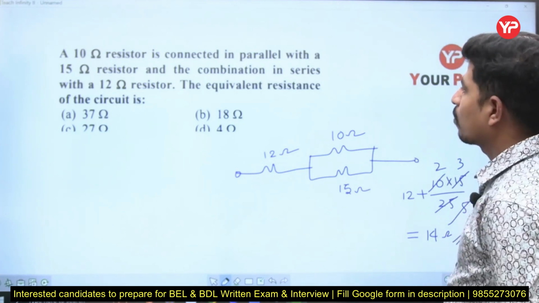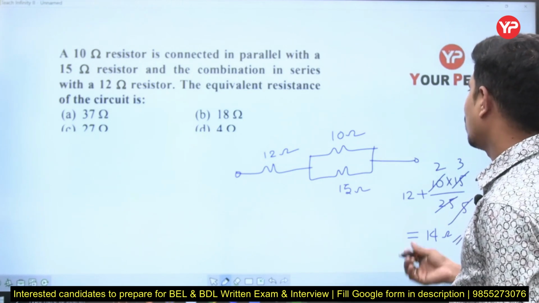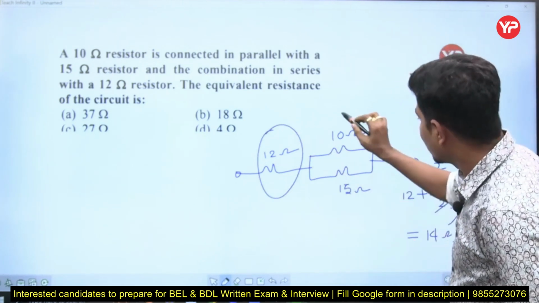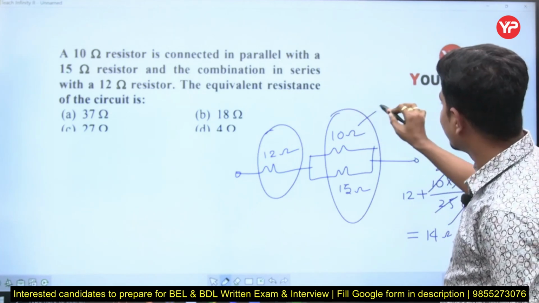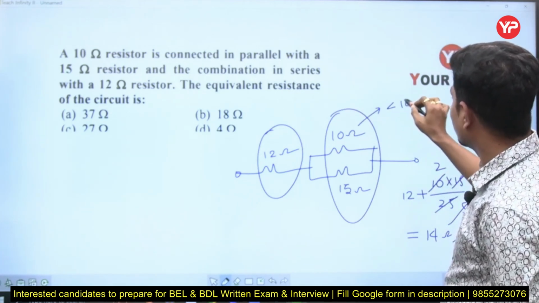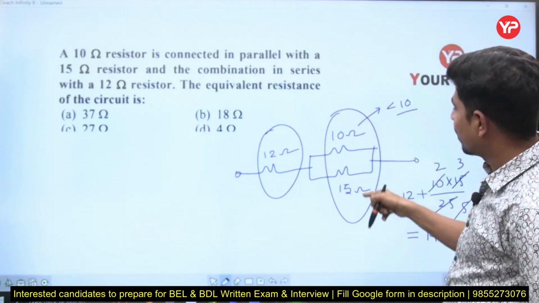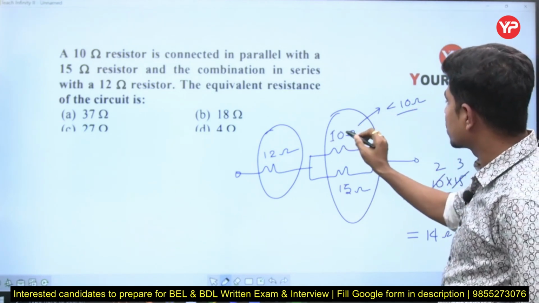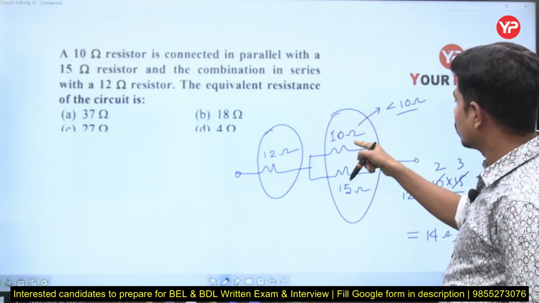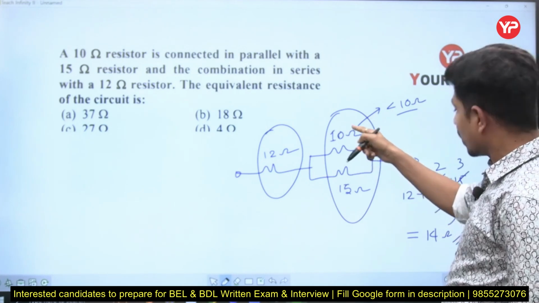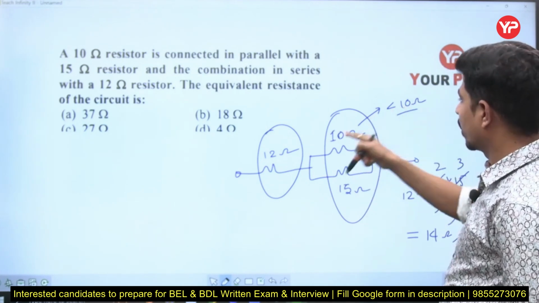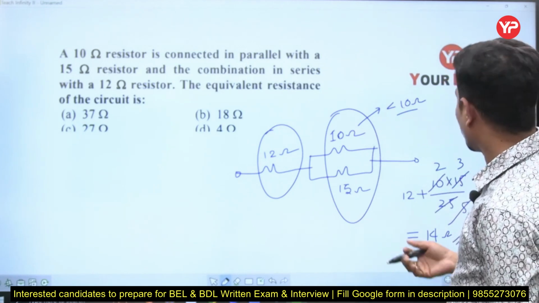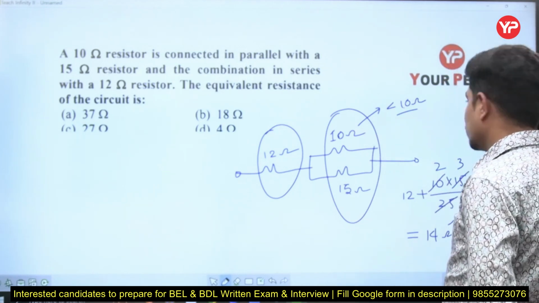I think there will be some mistake in the data, or with our common sense also, this is 12, and this combination will be definitely less than 10. You know, if two resistances are in parallel, then the resultant resistance will be less than that of the least resistance. This is the lowest value in this parallel combination. Less than this we have to get. But answer should be 14 ohms. Okay, check the calculation once.